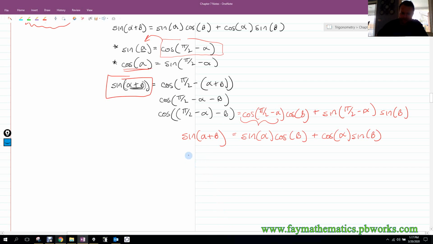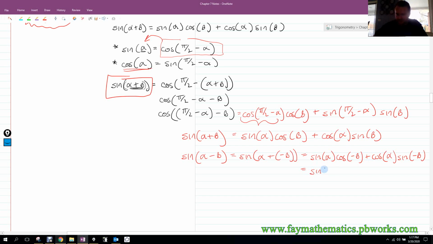If I want to find the difference one, it's sine of alpha minus beta, which I'm going to rewrite as the sine of alpha plus the opposite of beta. And if I start filling this in, it becomes sine of alpha cosine of the opposite of beta, plus the cosine of alpha times the sine of the opposite of beta. Now we've got some even odd properties here. Cosine of a negative angle is the same as the cosine of that positive angle, so I can just do that with that negative b.